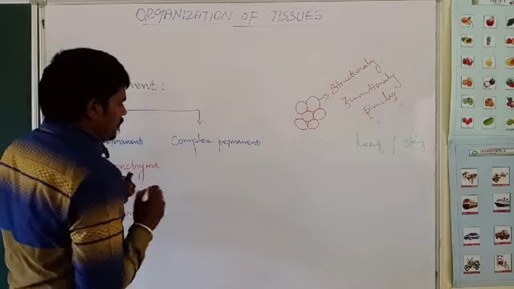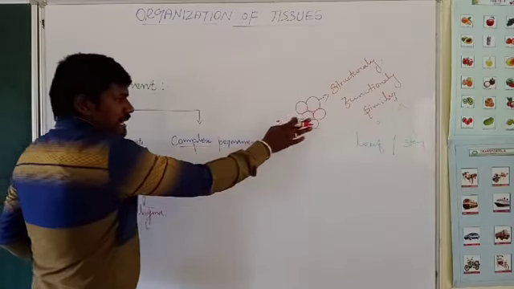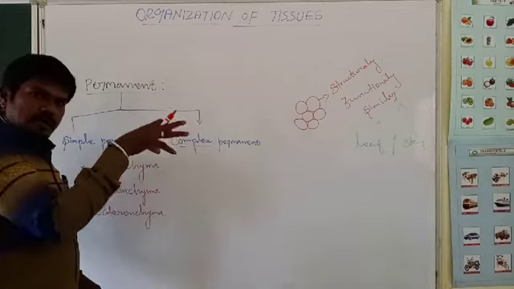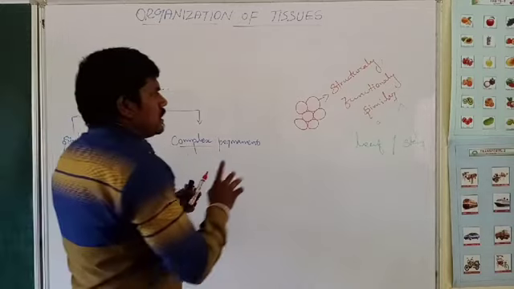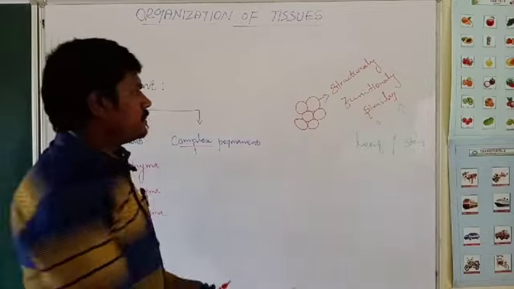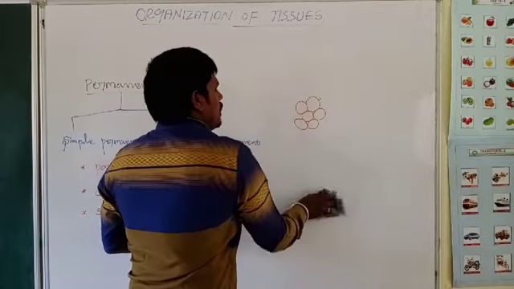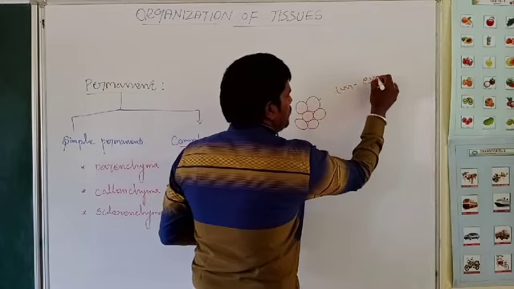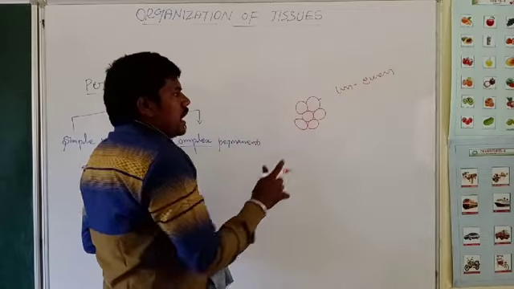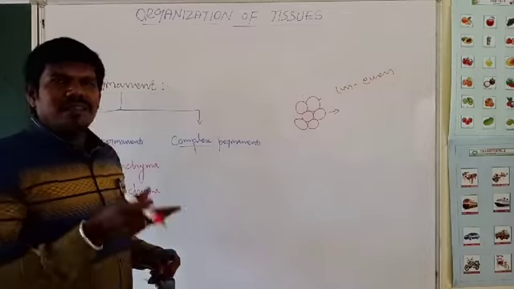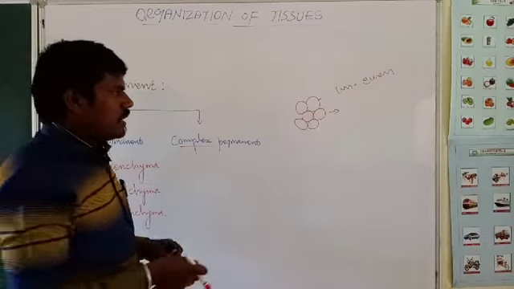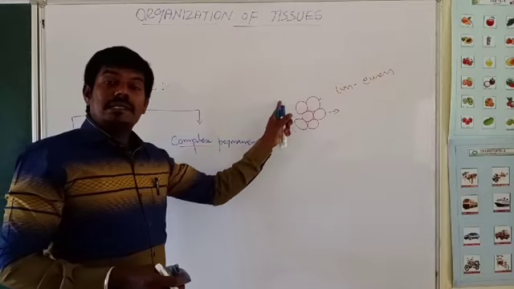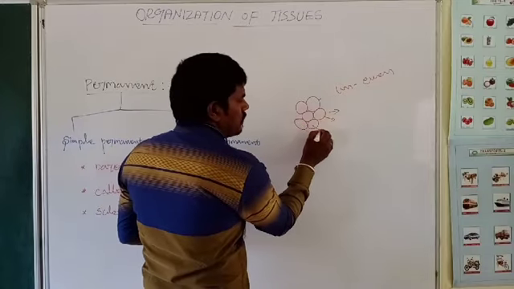Complex permanent tissue is classified into two types. Here too there is a group of cells, but not all the cells are involved in a similar function. Just imagine, in complex permanent tissue the cells are uneven, not similar in size, and the cell membrane has thick and thin layers, not a uniform layer. Each and every cell is involved in an individual function. One cell is involved in one function, another in a different function.